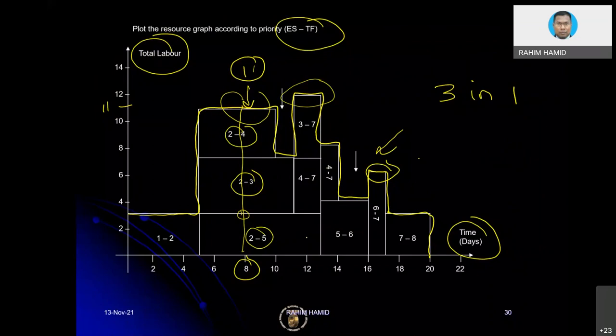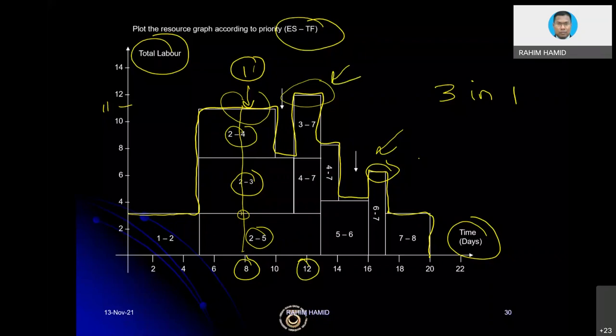Okay, if for instance in the question or assignment, you are able to draw this graph, let's say based on early start or late start, and the question asks on what particular day, what is the number of workers required? Based on this graph, you can easily identify the peak, the maximum number of workers from this graph, which would be on 12 days. Okay, this is 12 days. So that will be maybe around 12.